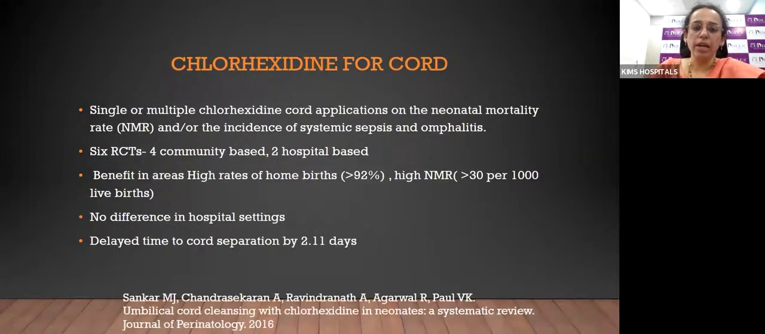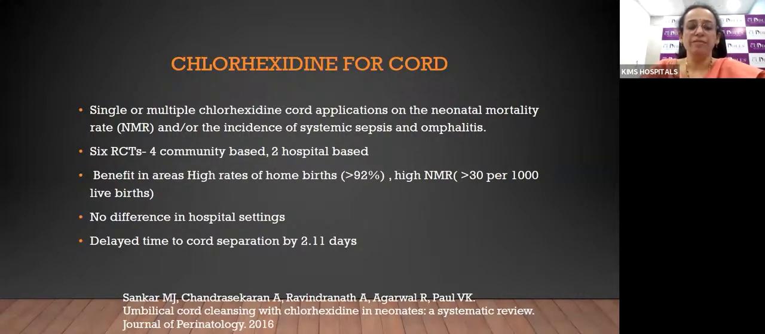So coming to the study regarding the application of chlorhexidine for the umbilical cord. In this systematic review, 6 RCTs have been studied. Single or multiple chlorhexidine cord applications on the neonatal mortality rate and the incidence of systemic sepsis and omphalitis have been studied. Among them, 4 are community-based and 2 are hospital-based.